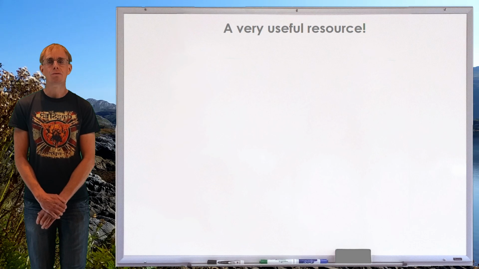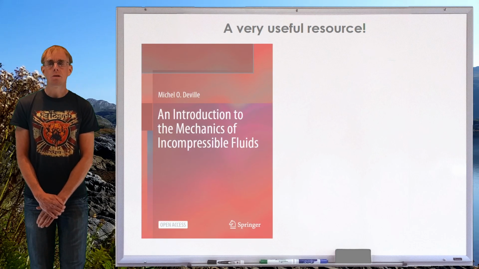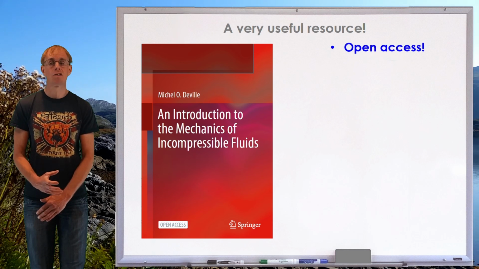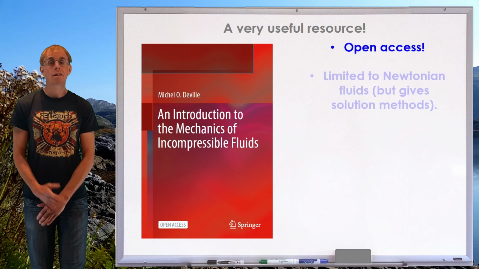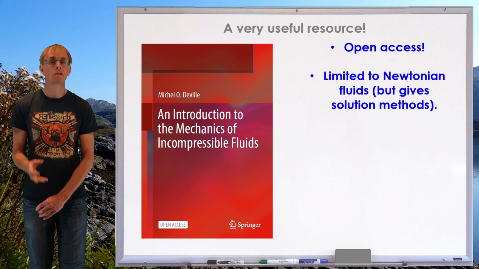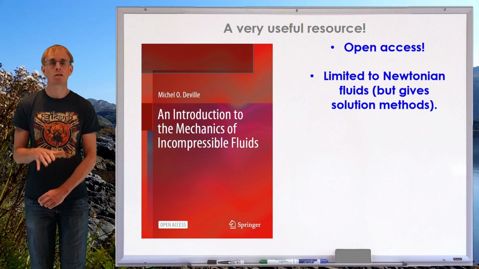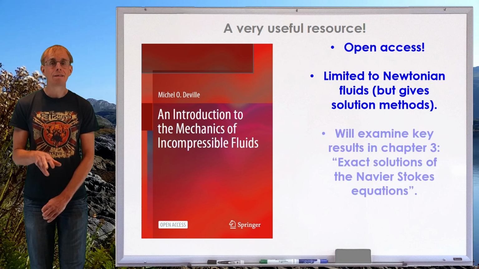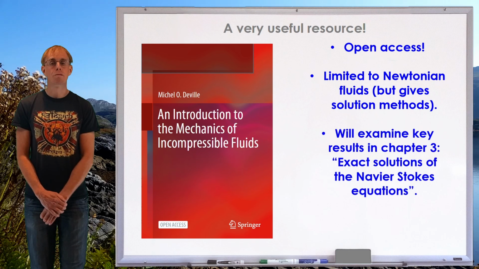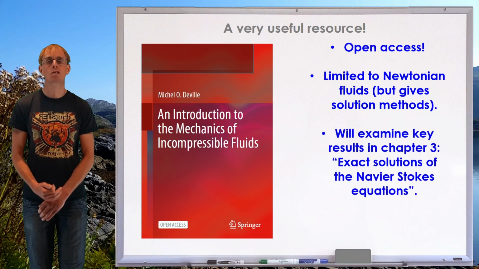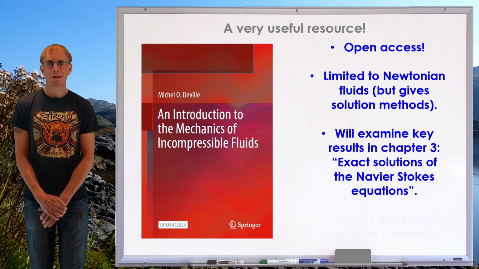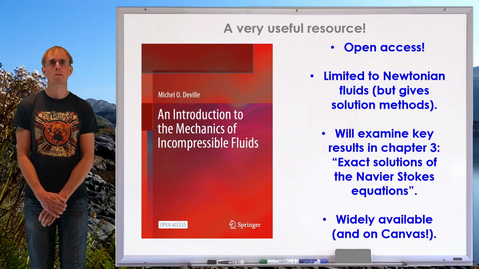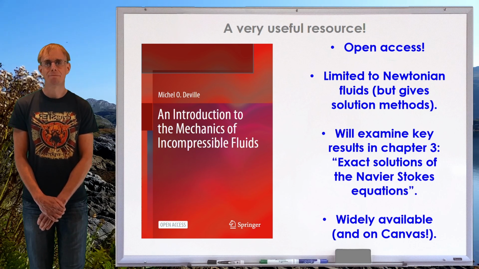So let's have a look at how we might do that, and I'm going to introduce a very, very useful resource in the form of a book. This book by Michael DeVille, Introduction to the Mechanics of Incompressible Fluids, is open access, which is fantastic. It's limited to Newtonian fluids, but it does give the mathematics underlying the solutions I'm going to present in this part of this lesson. The particular details are given in Chapter 3 of this book, which is entitled Exact Solutions of the Navier Stokes Equations. The wonderful thing about this book is it's very widely available due to it being open access, and I've popped a copy for you on Canvas.